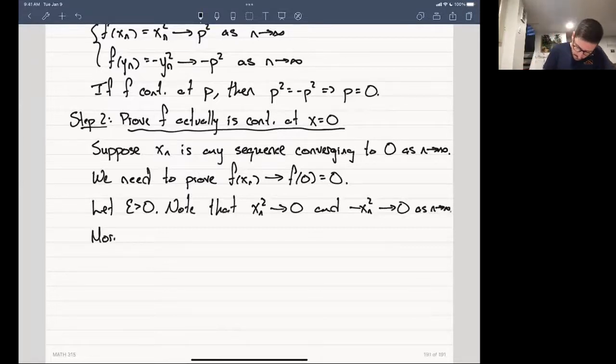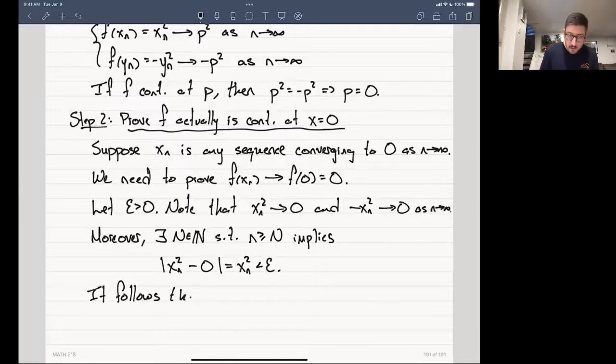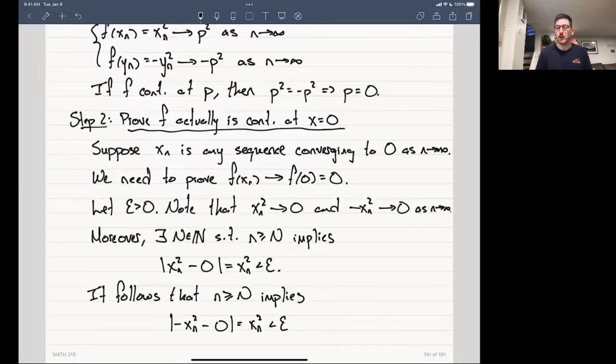Moreover, there exists a capital N such that if I choose n greater than or equal to capital N, this implies, well, since xn squared is converging to 0, this thing is less than epsilon, right? So I'm using the fact that xn squared goes to 0. But it turns out that this capital N is also going to work for my minus xn squared sequence. So it follows that if n is greater than or equal to capital N, this also implies minus xn squared minus 0, which is again equal to xn squared, is less than epsilon.